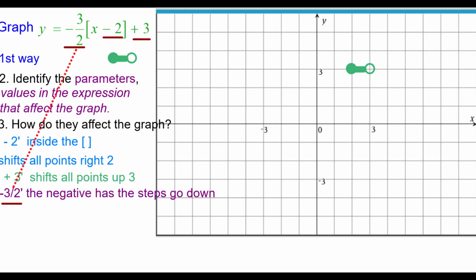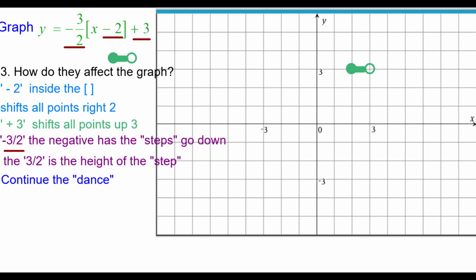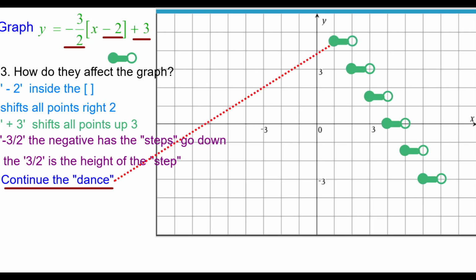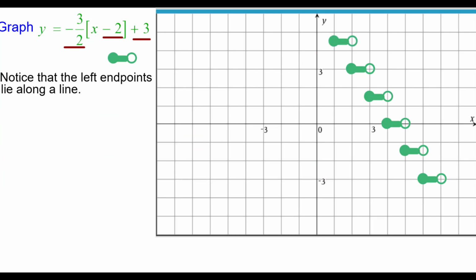Negative 3/2: the negative has the steps going downhill, and 3/2 is the height of the step. So now we can continue the dance by using that 3/2, going down 3/2 from this endpoint here, putting another step, doing another 3/2 down, and then we have another step, and we can continue this dance. Press pause any time as needed.